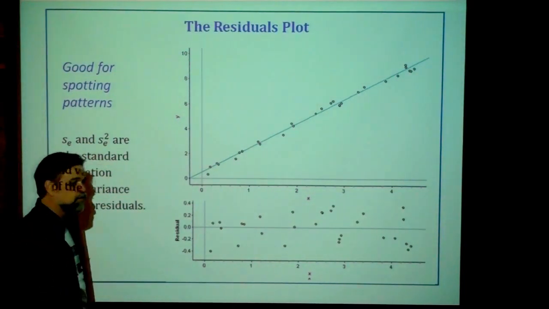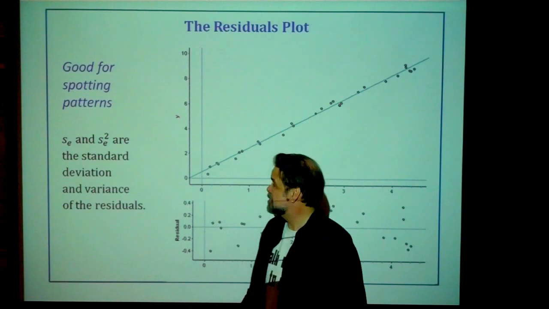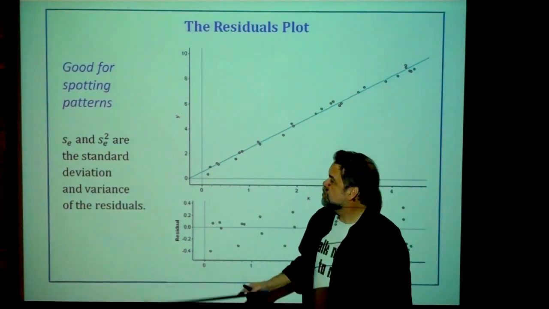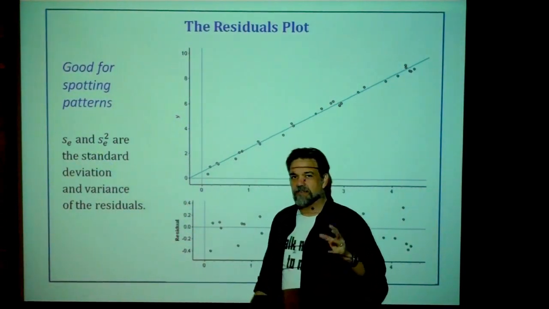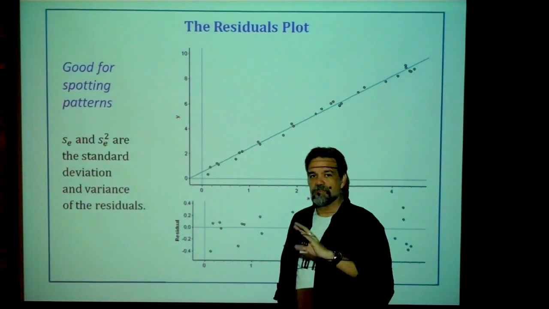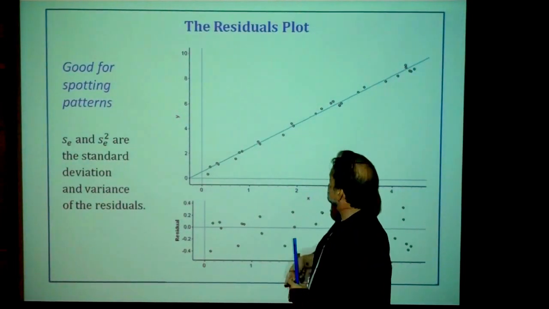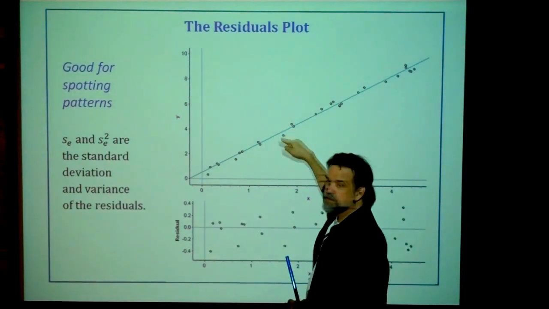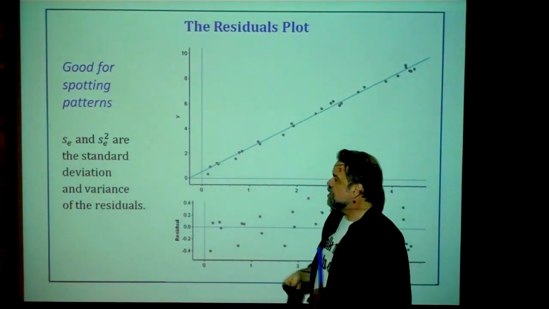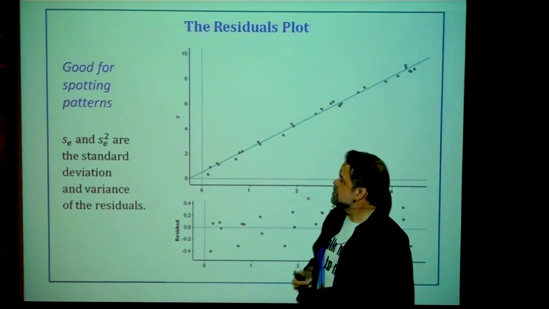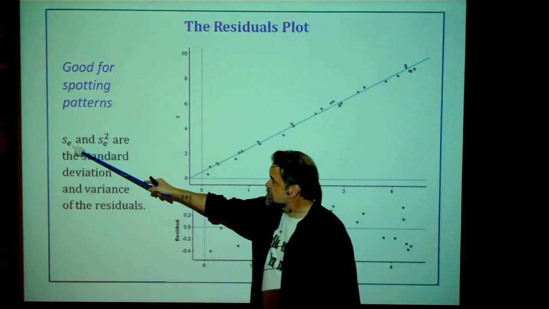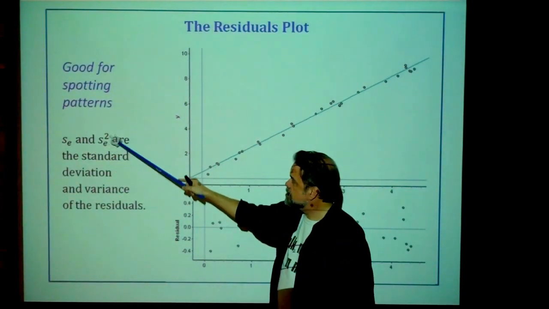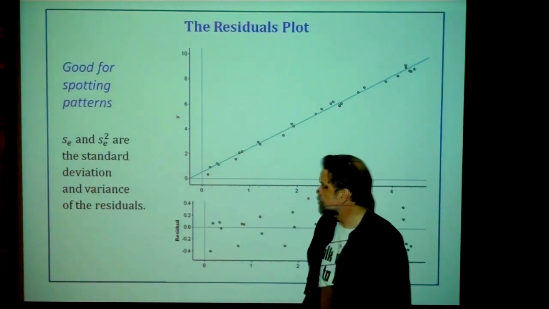In case you're wondering, why is it SE and not SR? Because we're talking about residuals. Every once in a while you'll see the letter E in there because every once in a while the word error will be used instead of residuals, because this is seen as an error. I tried to predict that it would be there, instead it was over here, and so that's a slight error. It's just how it is. So SE is the standard deviation of the residuals, and SE squared is the variance of the residuals.